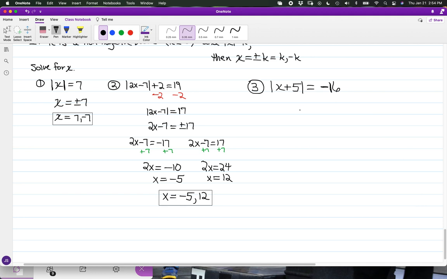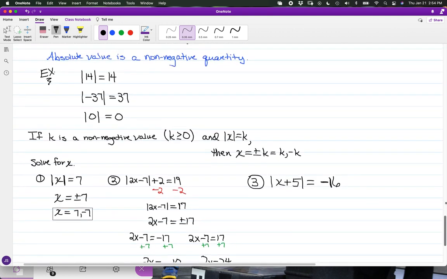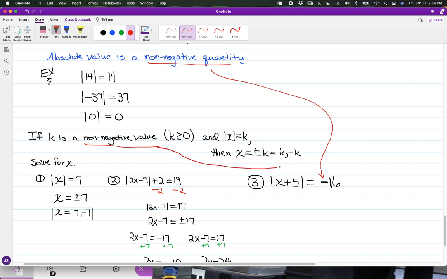Now we have one-to-one correspondence. We have the absolute value of x represented by x, and k is represented by negative 16. But again, stressing the non-negativity part. Absolute value is a non-negative quantity, and k is supposed to be a non-negative value. So taking what we have here, whatever we have the absolute value expression set equal to, the constant cannot be negative. So we have, in consequence, there will be no solution.